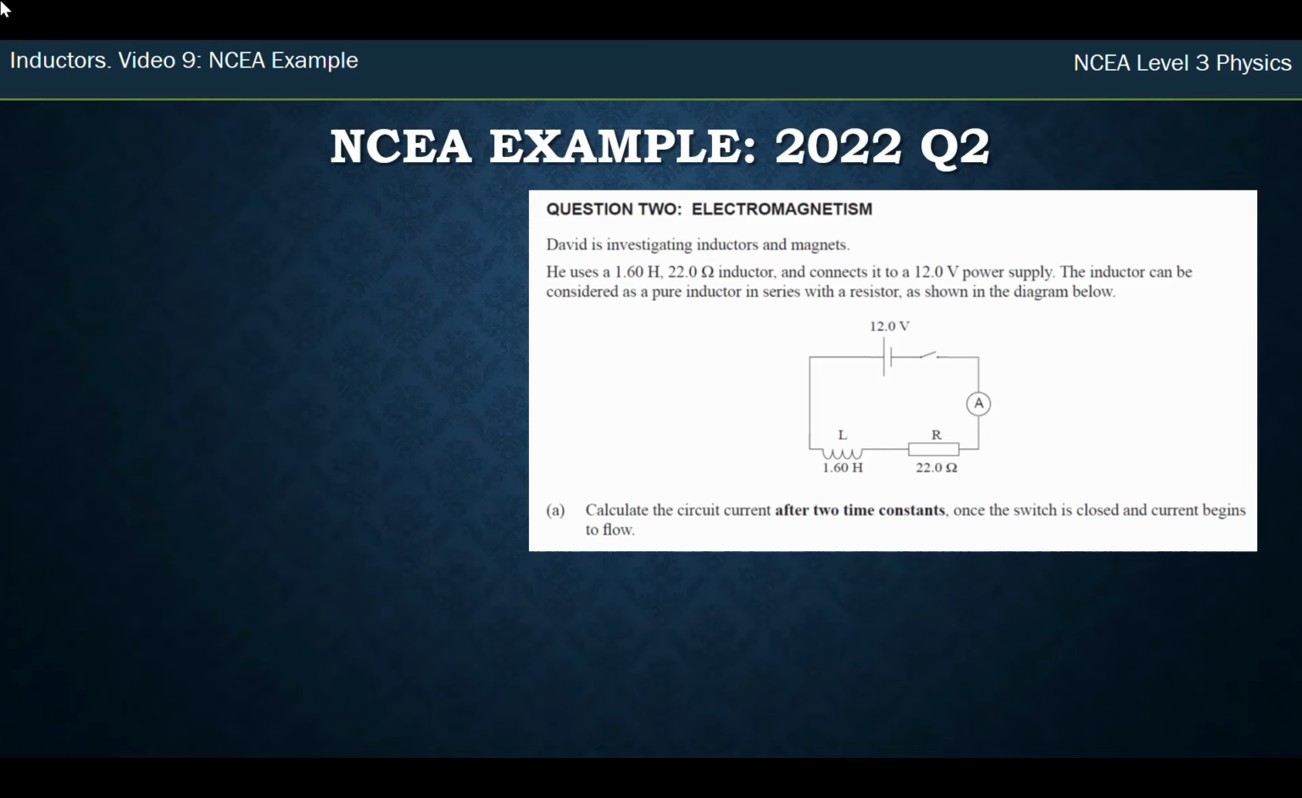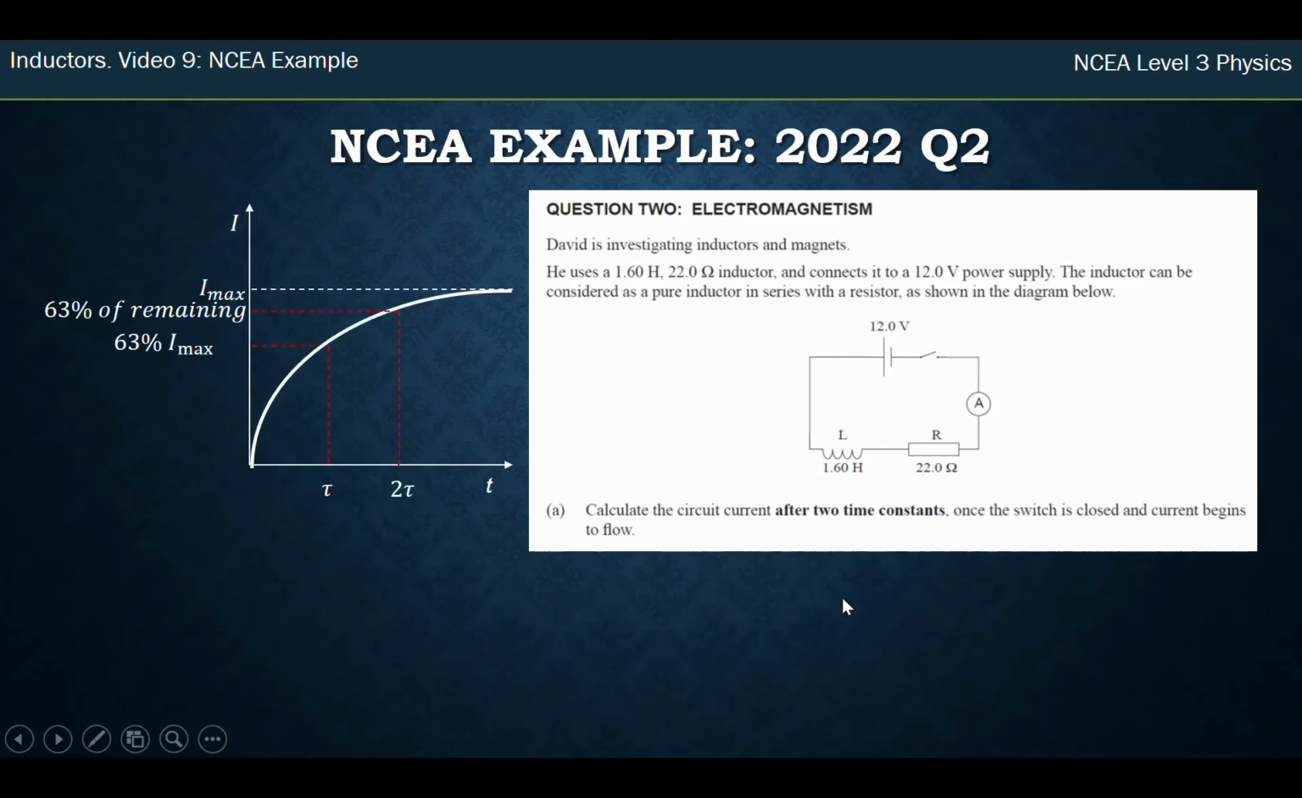David is investigating inductors and magnets. He uses a 1.6 Henry, so that's L, 22 ohm inductor, and connects it to a 12 volt power supply. The inductor can be considered as a pure inductor in series with the resistor. So they're basically saying the inductor can be considered as an inductor and a resistor beside each other. Calculate the circuit current after two time constants, once the switch is closed and the current begins to flow.